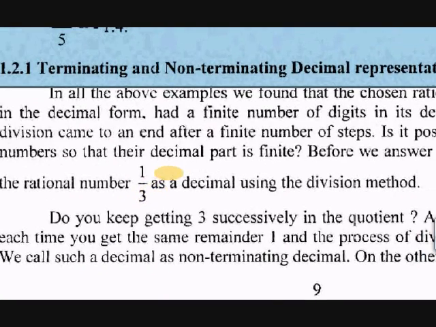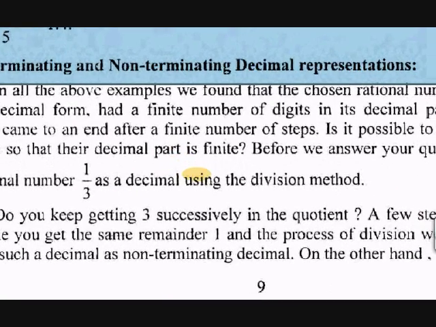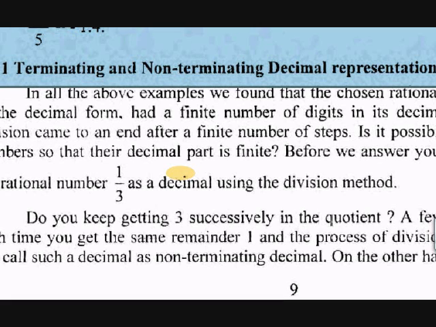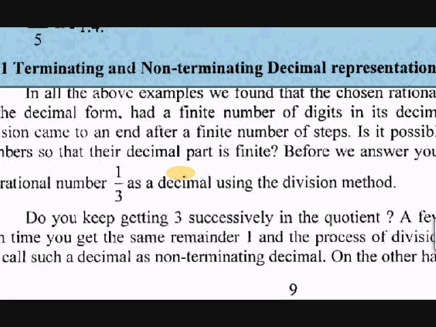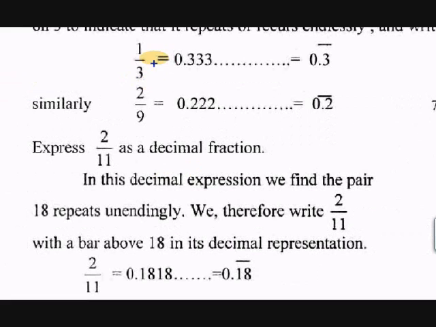Now we talk about the terminating and non-terminating decimal representations. Terminating means it stops, whereas non-terminating is repeating and non-repeating. As we saw before, 1 by 3 is a very good example, where the 3 goes on repeating, right? So instead of writing it like this again and again, we use a dash on the top. That means this digit goes on and on.